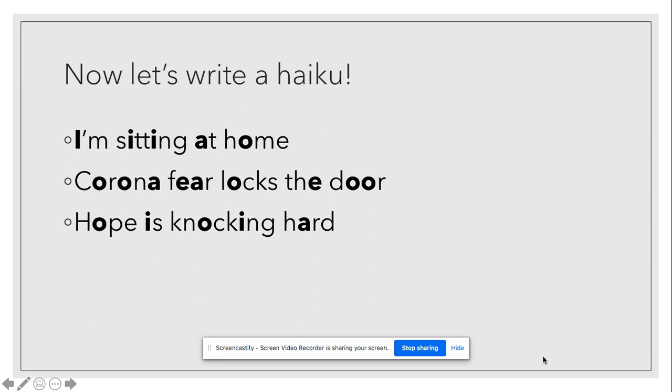So ultimately, you end up with a poem that is very hopeful. I'm sitting at home, corona fear locks the door, hope is knocking hard, right? Short, sweet, simple, to the point. The big rule here is you need to stick to those 5-7-5.